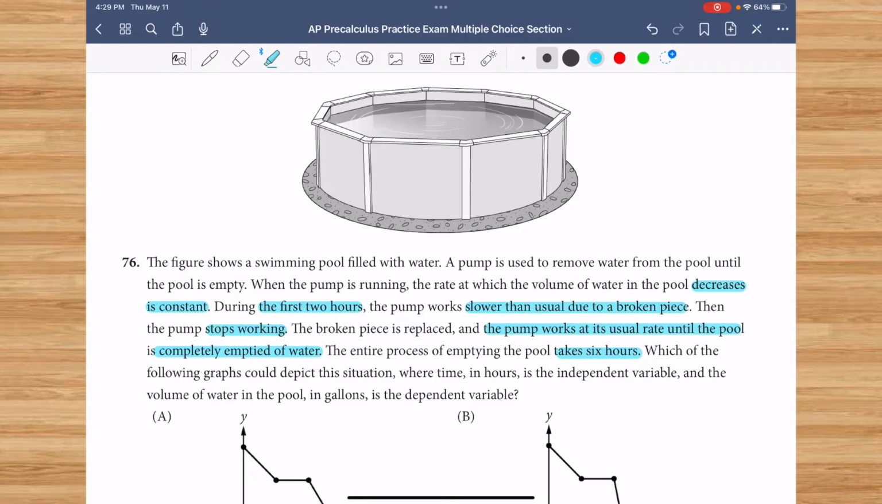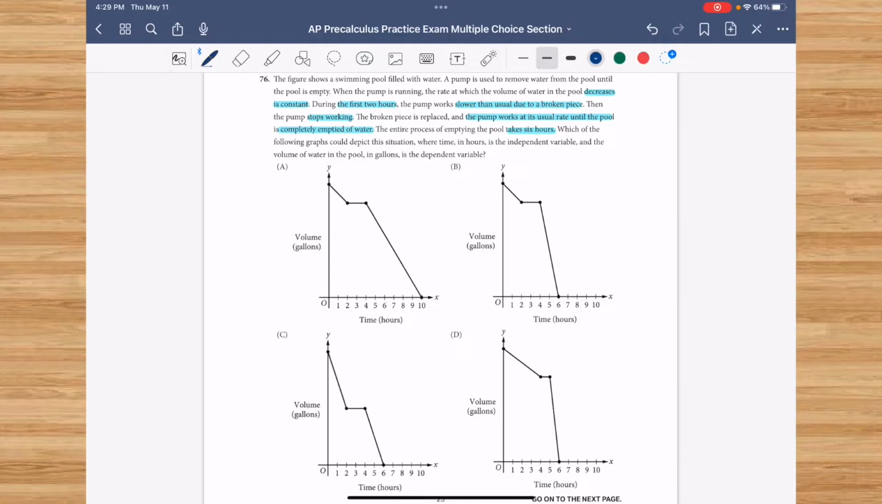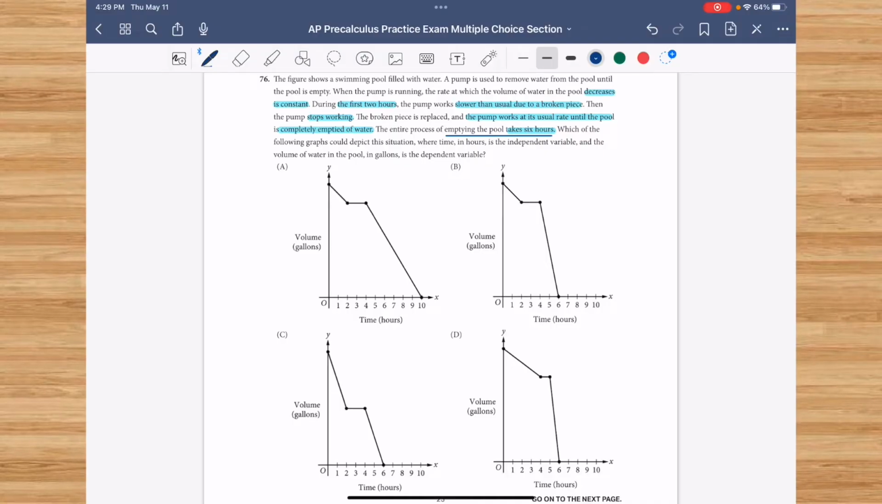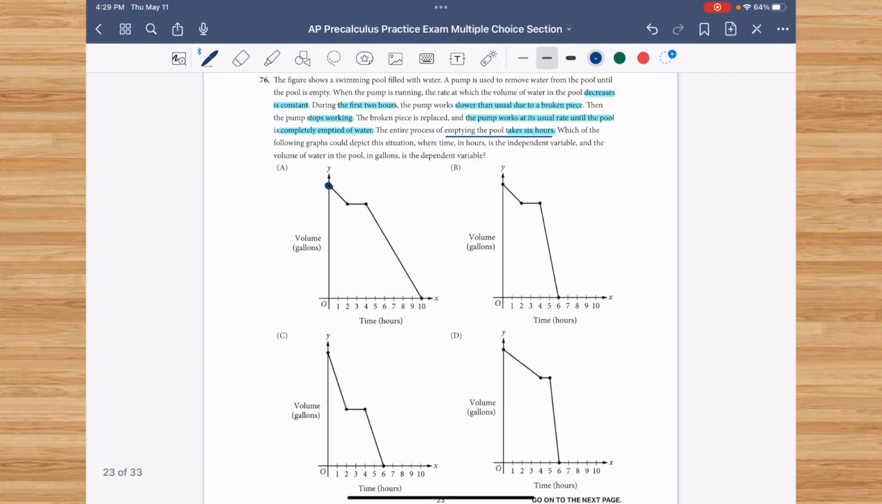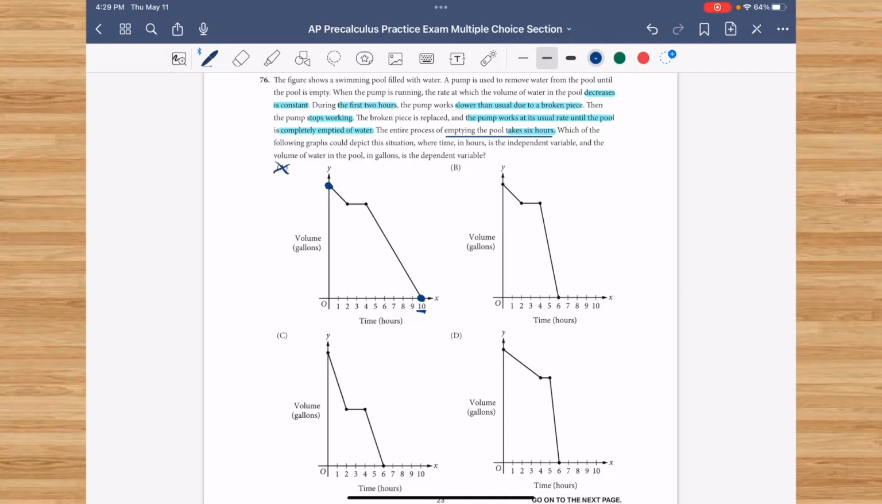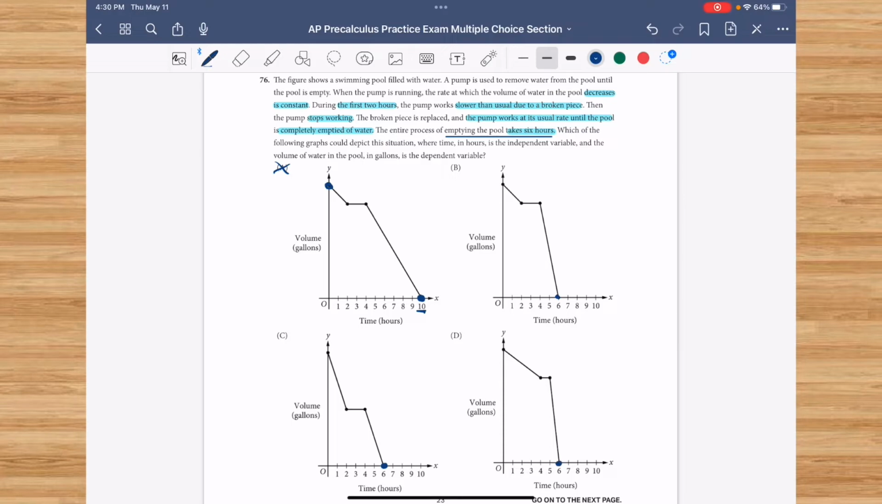Let's take a look at our graph options to determine which one best fits our scenario. The first thing that I notice is that we know that emptying the process takes 6 hours. Upon observing my 4 graph options, graph A goes from a full volume pool to an empty volume pool at 10 hours. So this contradicts the story, so A cannot be a solution. All remaining pictures do seem to appear to have an ending of 6 hours, so that doesn't rule out any of our other options.